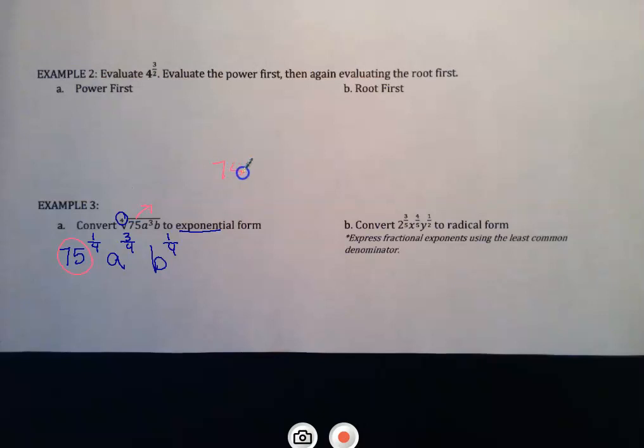So 75, let's divide by 5. You get 15. Divide by 5. You get 3. Now the reason I say this might be a little easier to start this way is, let me go back. So we've got the fourth root of 5 squared times 3. Are you with me? Okay.